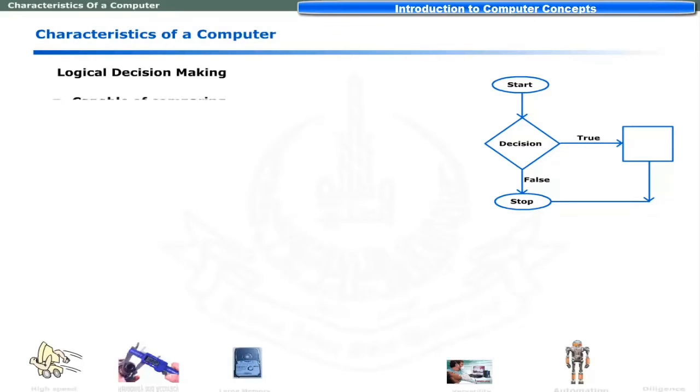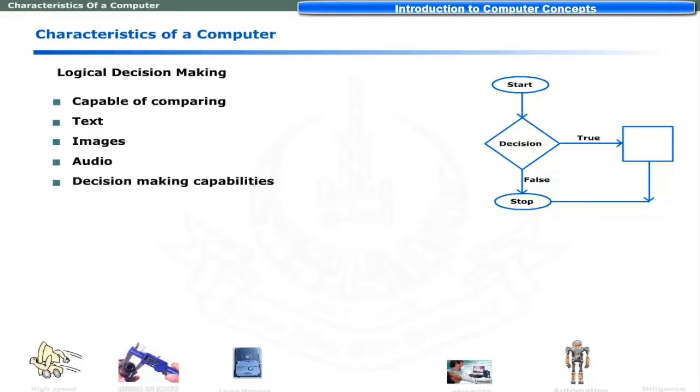Computer is also capable of comparing text, images, and even audio. The decision-making capabilities of computer has led to the invention of artificial intelligent machines.